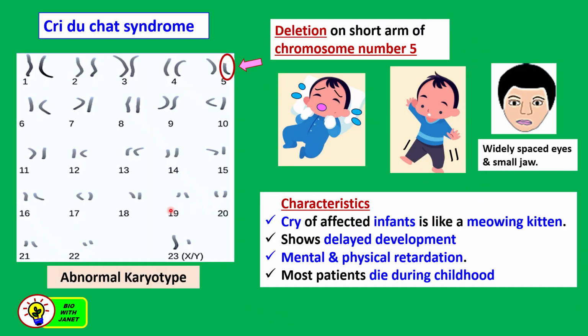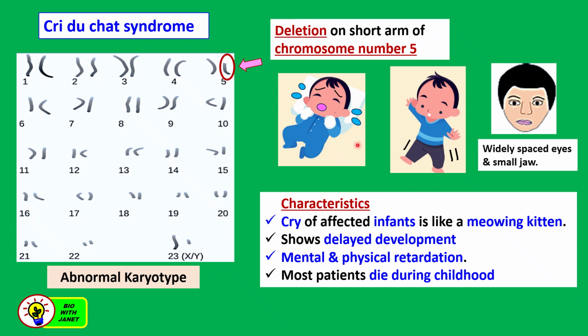Right, so now we look at the karyotype of Cri-du-Chat syndrome. Everything is normal, okay? There are 46 chromosomes, just that chromosome number 5 is shorter than normal because there's a deletion on the short arm of chromosome number 5. Okay, the upper part is missing. So that deletes or removes some genes from the karyotype. So this causes the baby to have abnormal characteristics.